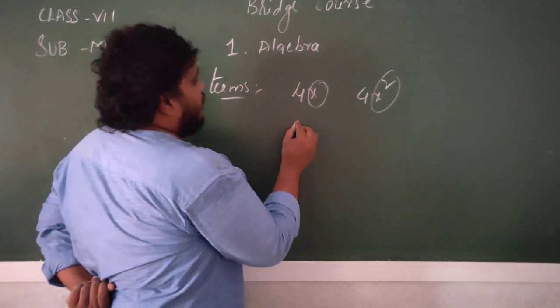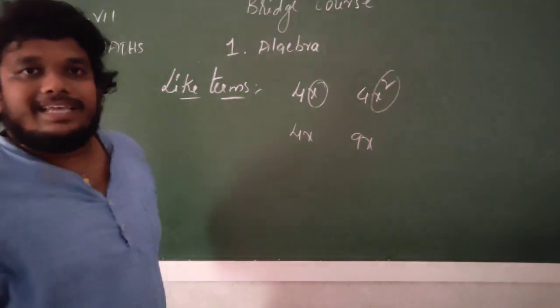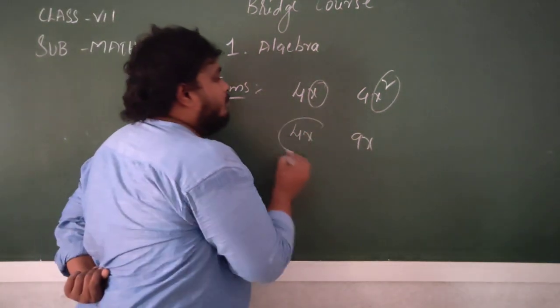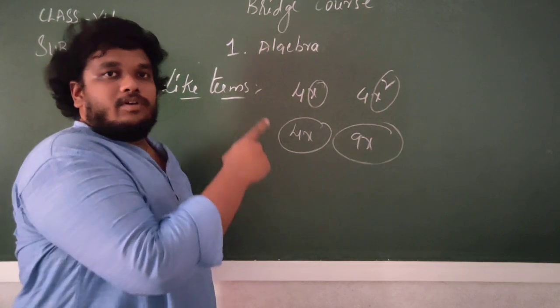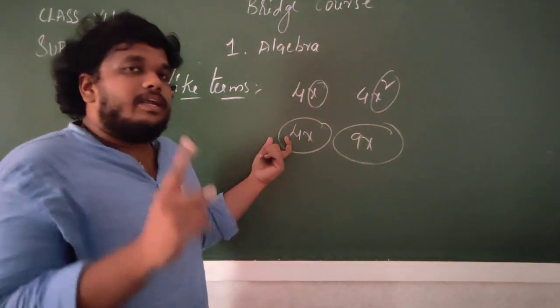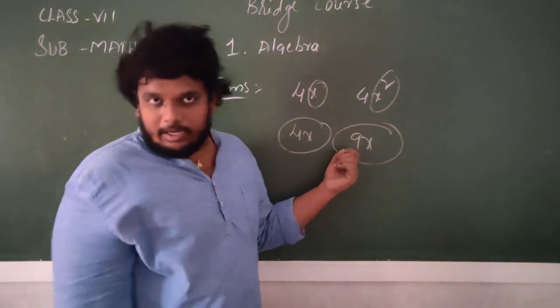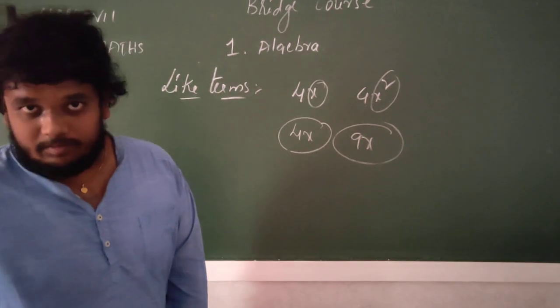For an example, 4x and 9x. They both belong to the same family. So such types of terms are known as like terms. 4x is one term and 9x is one more term. If they belong to the same family, they are known as like terms. Is it clear?